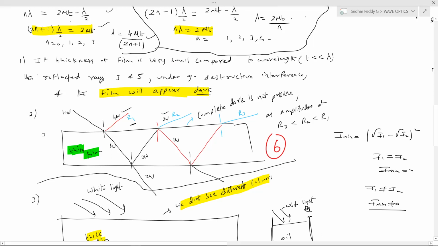So this is a thin film. The thickness of the film is negligible. When the thickness of the film is negligible, in that case what happens? The film will not appear dark. Theoretically, I said earlier, there's a statement, but this is the reason we can give.